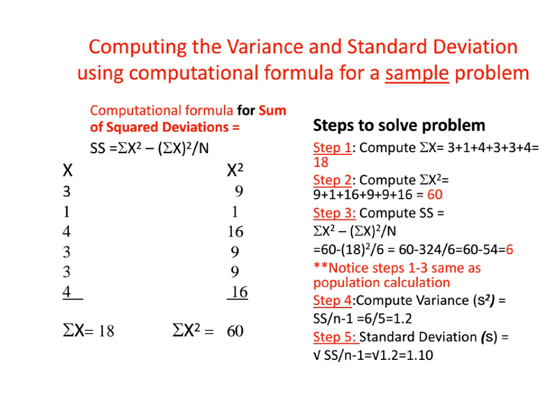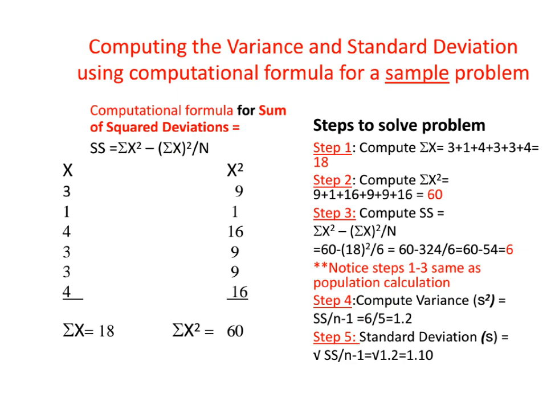When we compute the variance, we still have the sum of squares, 6, but in the denominator we take n minus 1. We have 6 scores, and we subtract 1, so we have 5. Now we have 6 divided by 5, which gives us 1.2. Then for step 5, we take the square root of 1.2, which gives us 1.10.